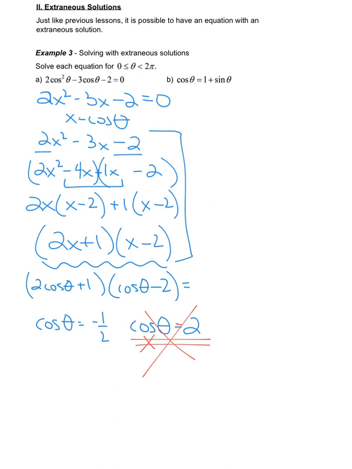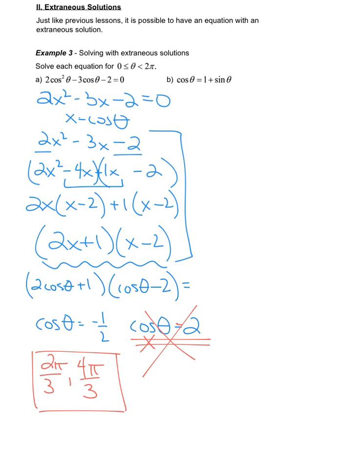The only answers we have to worry about is where cosine is negative 1/2, and that's at 2 pi thirds and 4 pi thirds. So that's how we get our answers in that case. Again, there were no identities to use. We had cosines in the problem. All we had to do was factor and then refer to the unit circle to come up with our solutions.